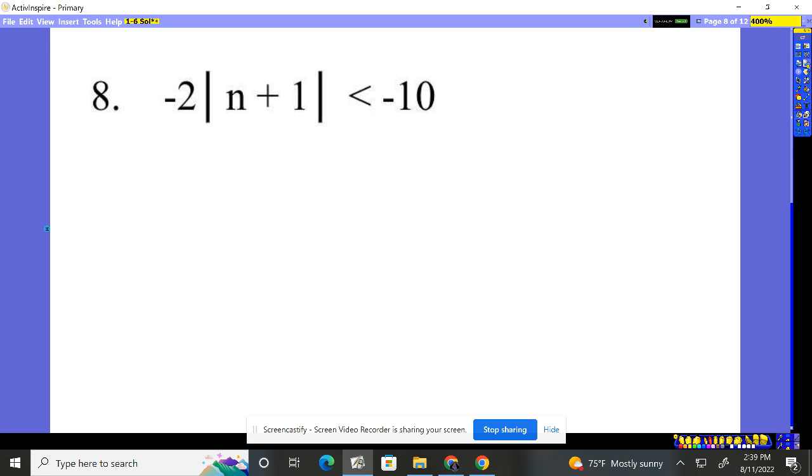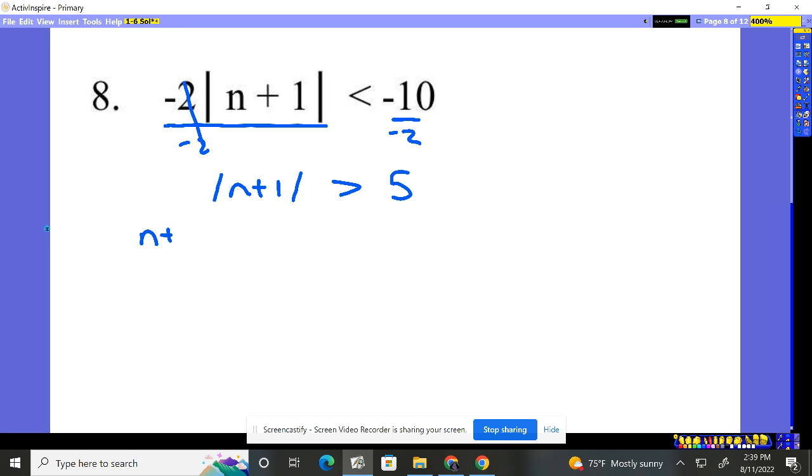Number 8. Going to start it the exact same way. Let's divide by -2. Divide by -2. Now here's what's interesting. What happens to our inequality here? It's going to flip also. So we're looking for where the inequality of n plus 1 is bigger than 5. Not the inequality, the absolute value, silly me. The absolute value of n plus 1 is greater than 5.